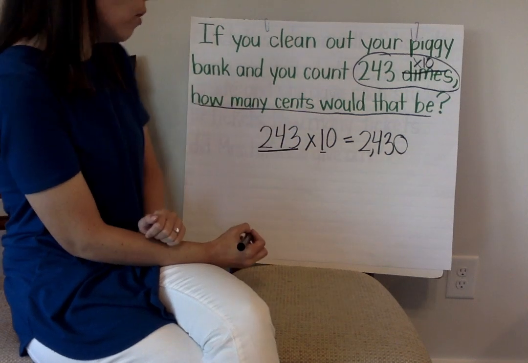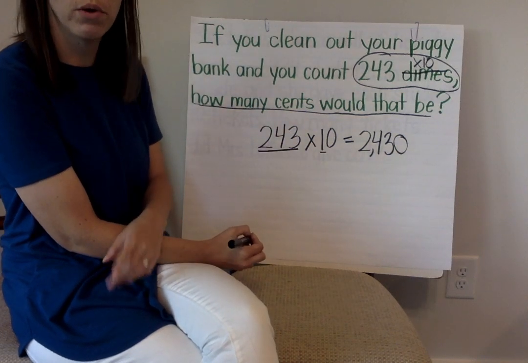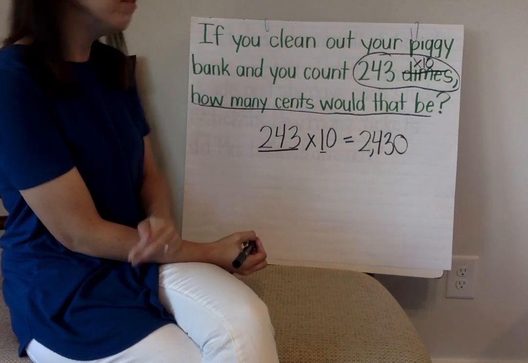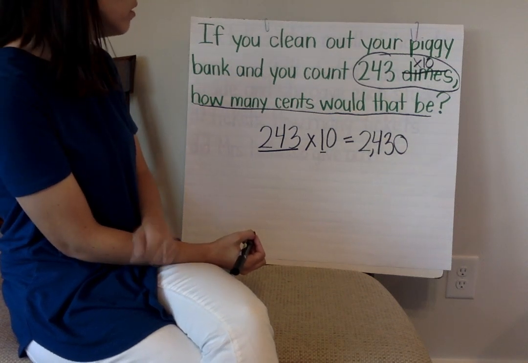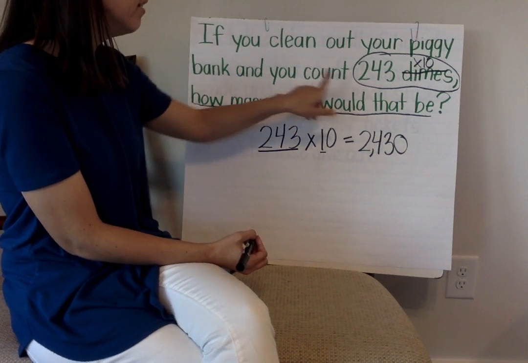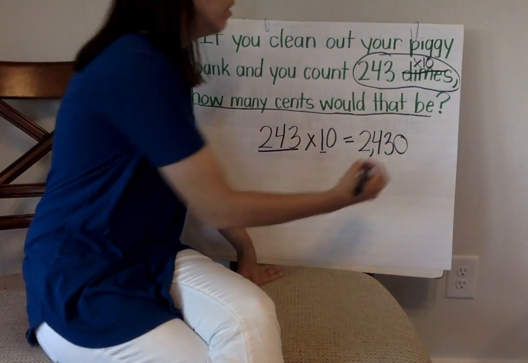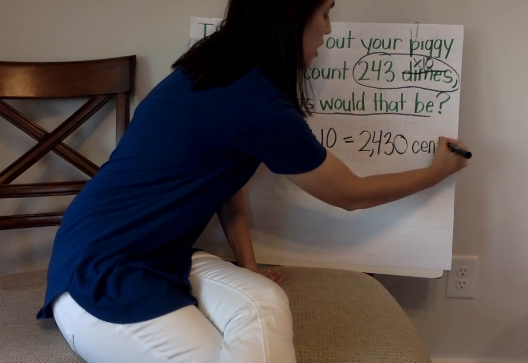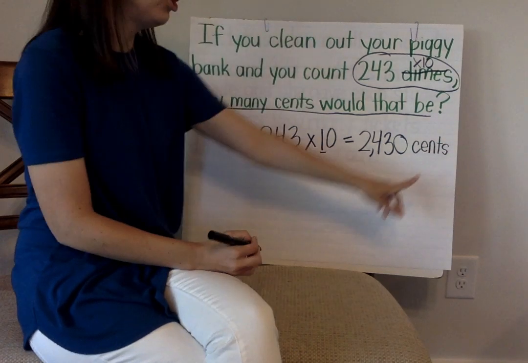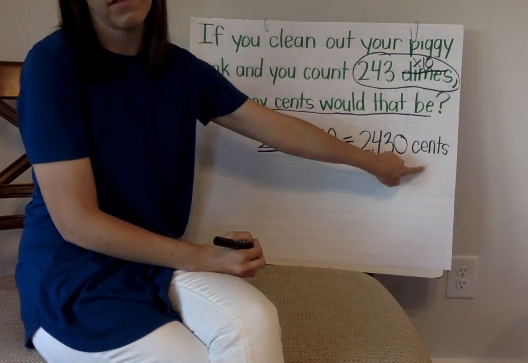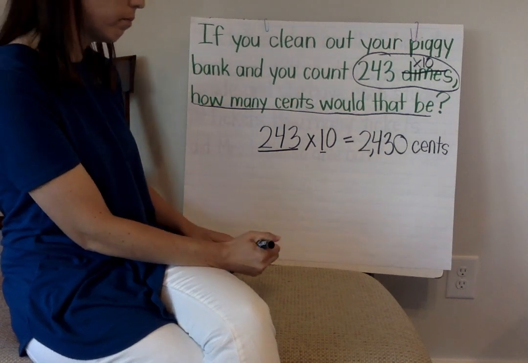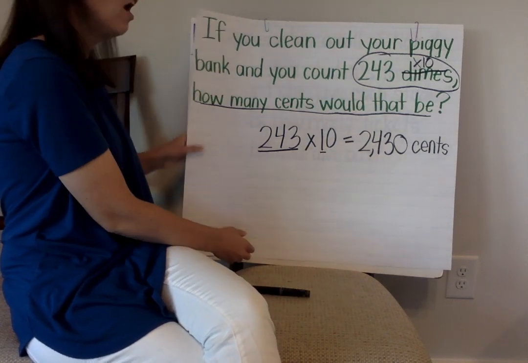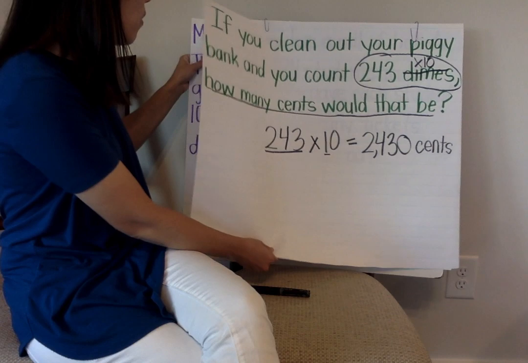We need a label on this. So what were we talking about? Were we talking about cows? Are we talking about pencils? How many cents would that be? So this is 2,430 cents. You must label your answer. That's very important. All right, let's take a look at one more word problem.